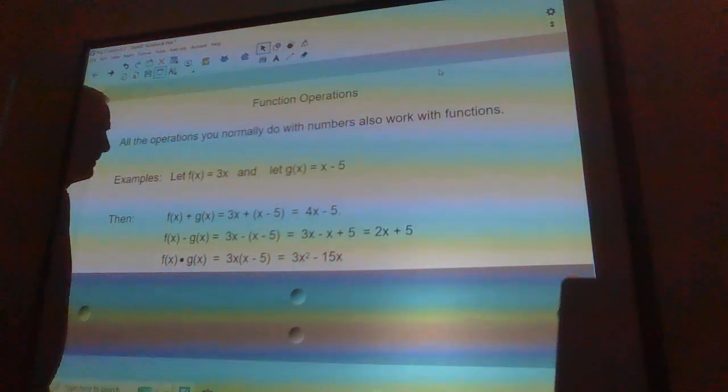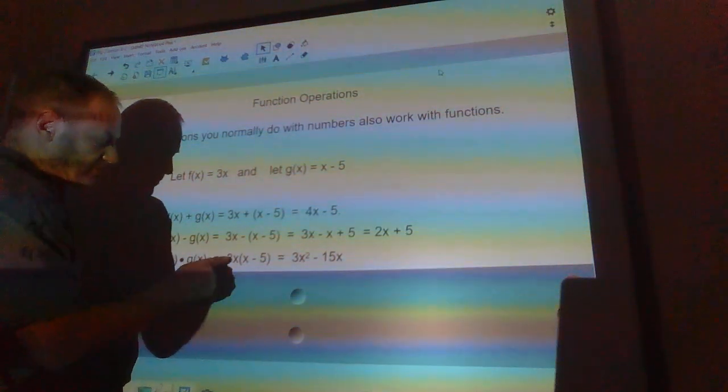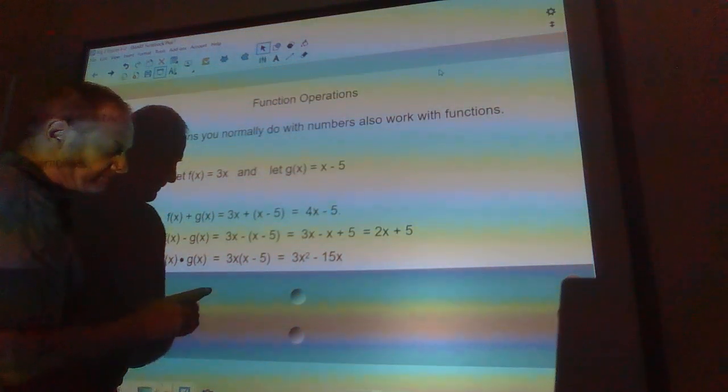I can multiply 3x times x minus 5. Just distribute the 3x in there. I get 3x squared minus 15x.